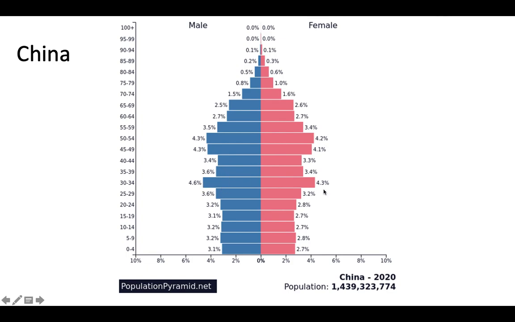4.6 to 4.3. These numbers may not seem like a lot, but in a population of 1.4 billion, it sure is a lot, right? 3.6 to 3.2, there's a difference of 0.4%, right? 1% of 1.4 billion is about 14 million. So keep that in mind. 3.1 to 2.7, 3.2 to 2.7, 3.2 to 2.8, 3.1 to 2.7. So there are discrepancies where there are more males than females in the Chinese population today.